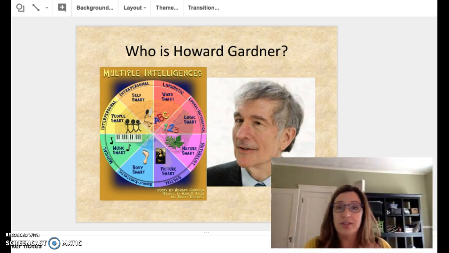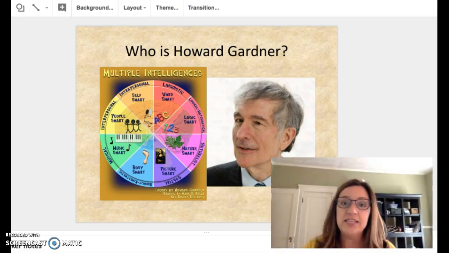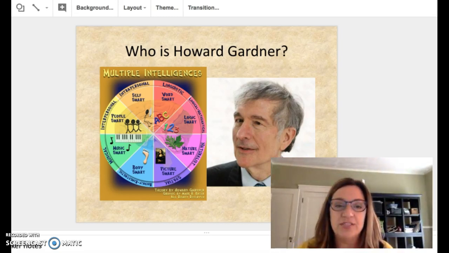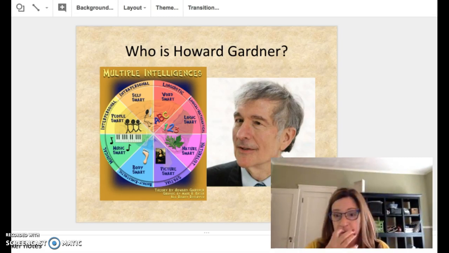So Howard Gardner fought against that by theorizing that perhaps we have different types of intelligences, and he started out with 8 of them. They're linguistic, logical, naturalistic, picture smart, so images, body smart, kinesthetic, musical, interpersonal, so the way you relate to other people, and intrapersonal, your own self-knowledge.